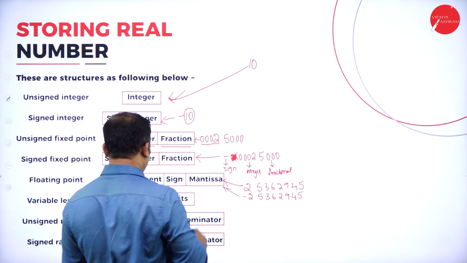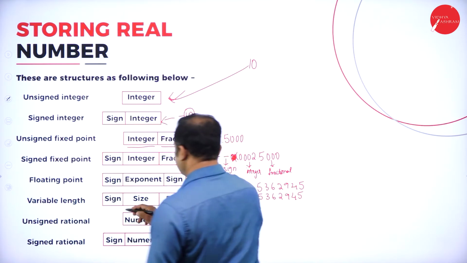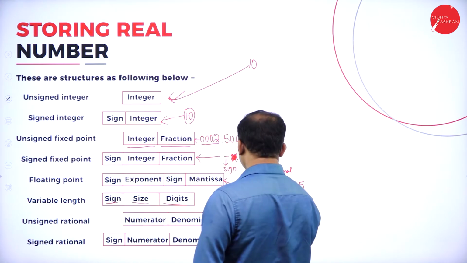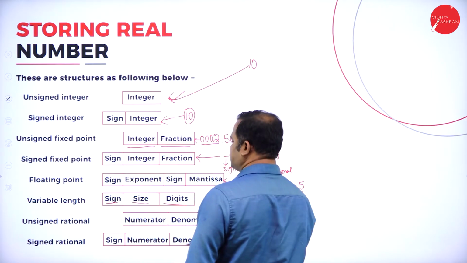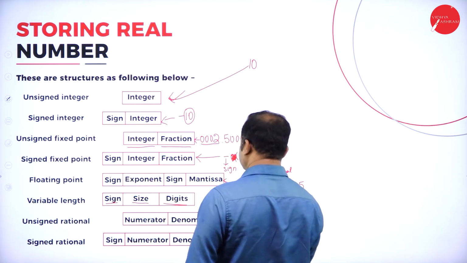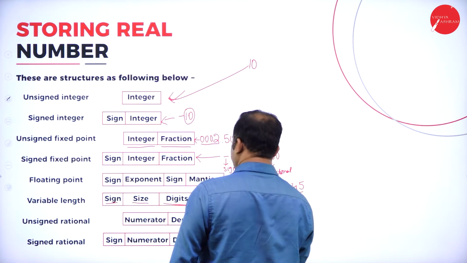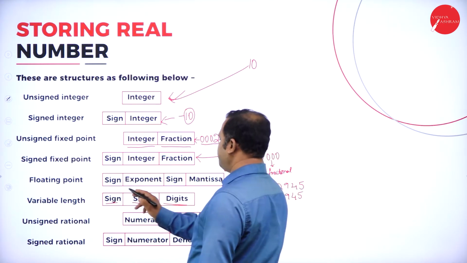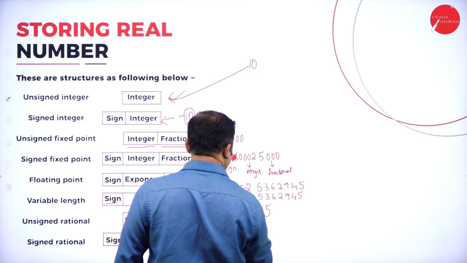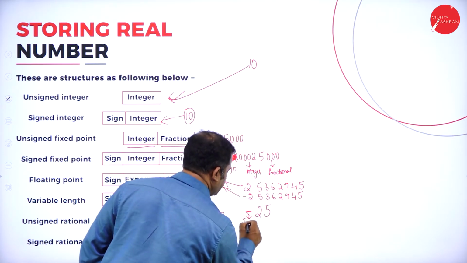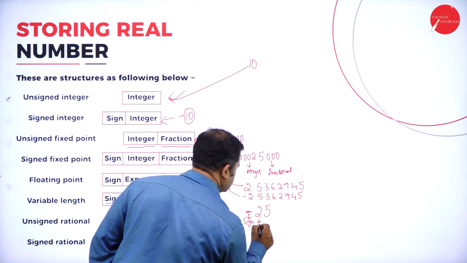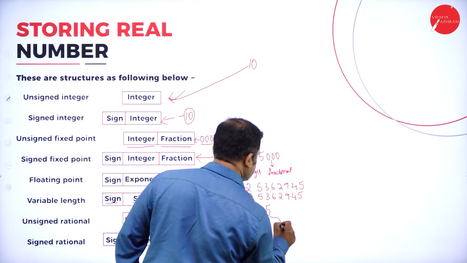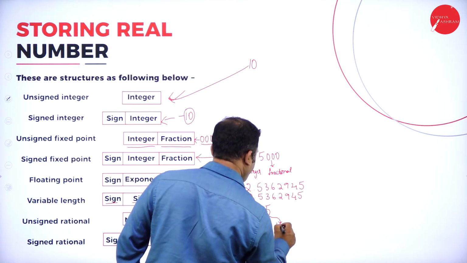Then variable length. What is the meaning of variable length? That is sign, size and digits. What is the sign? If it is minus, what is the size of that? The size is 2. How many digits are there? 5 digits. So the first field is considered as the sign, the second as the length, and the third as the digits.